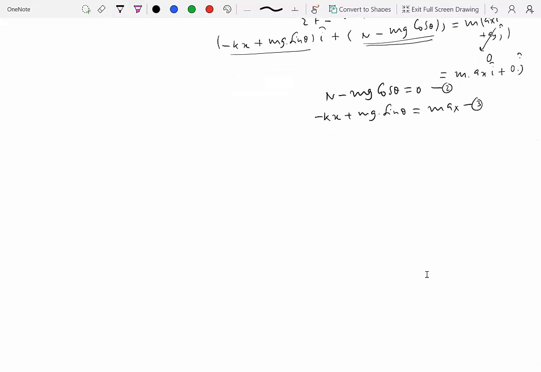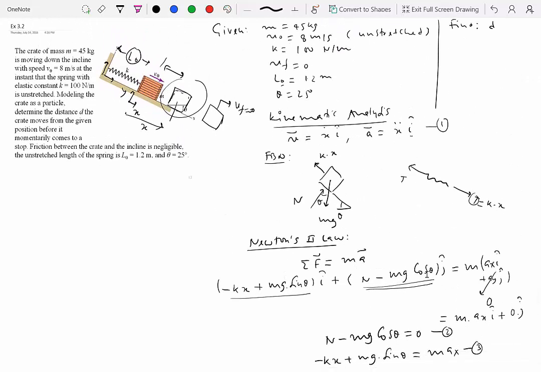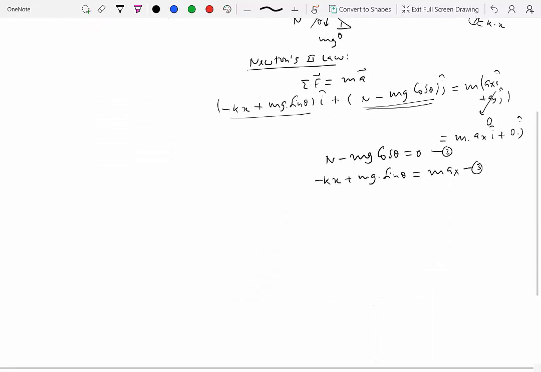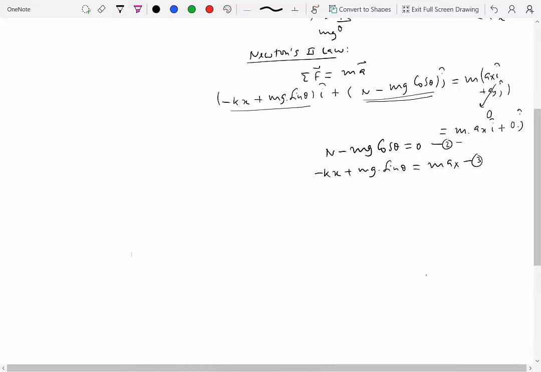So one we got from the kinematics, and then two we got from Newton's second law, right? So now to be able to solve for the distance traveled when the velocity changes from 8 meters per second to 0 meters per second, we have to be able to solve for acceleration from this, right? Okay, so the first equation that we have here, number 2, is just going to give us the normal reaction, which is not very useful. So let's focus our attention on equation 3.